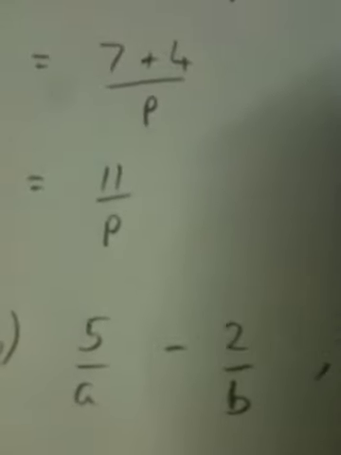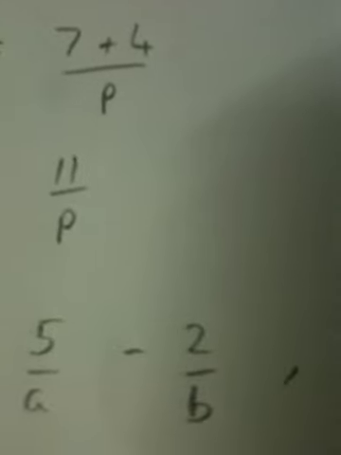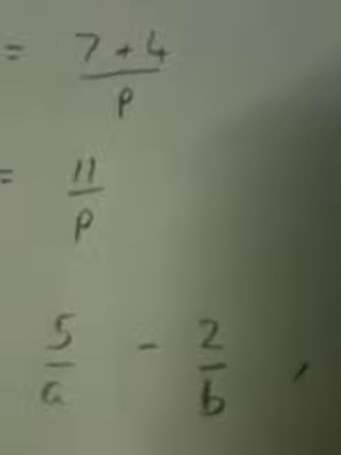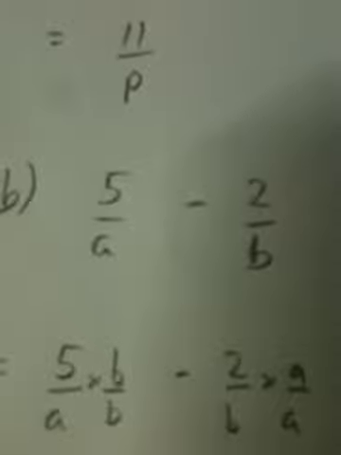Right, b, we've got 5 over a minus 2 over b. Again, a and b can't be equal to 0, you cannot divide by 0 as I keep on saying. So here we need a common denominator before we add or subtract fractions. So I'm going to multiply the first fraction, the 5 over a, by b over b. b over b is really just 1. I'm going to multiply the 2 over b by a over a. And again, a over a is just 1, anything divided by itself happens to be 1. So there we go, 5 over a times b over b, minus 2 over b times a over a.